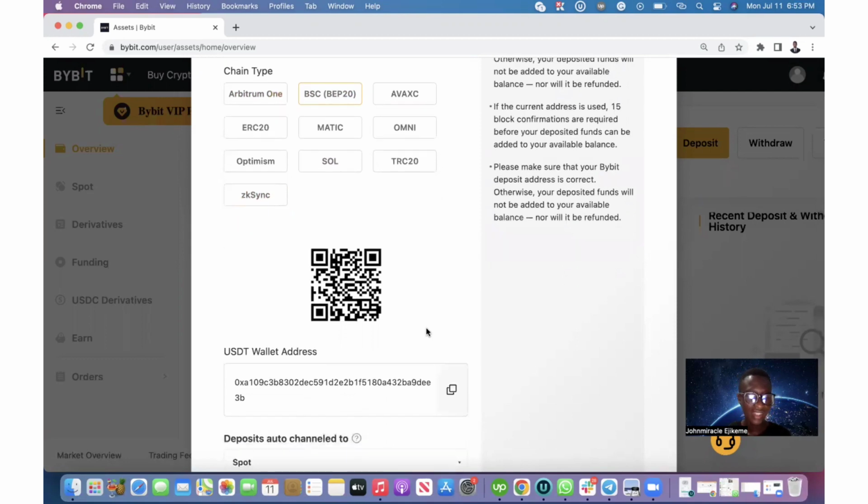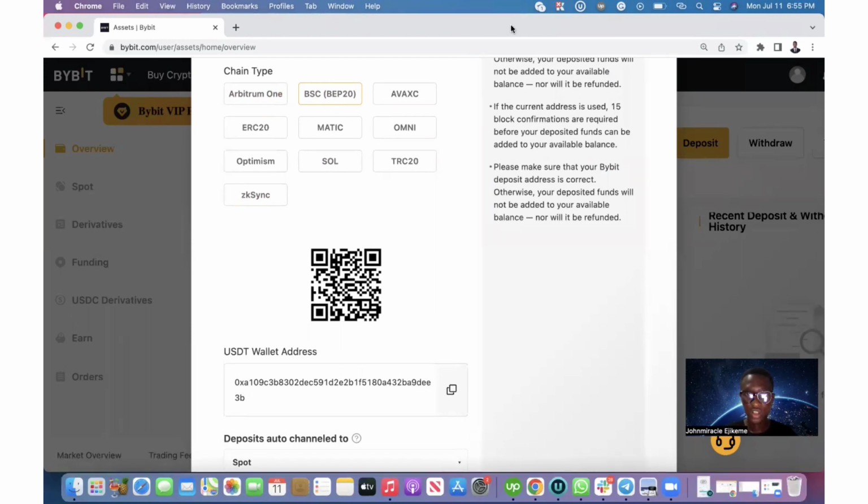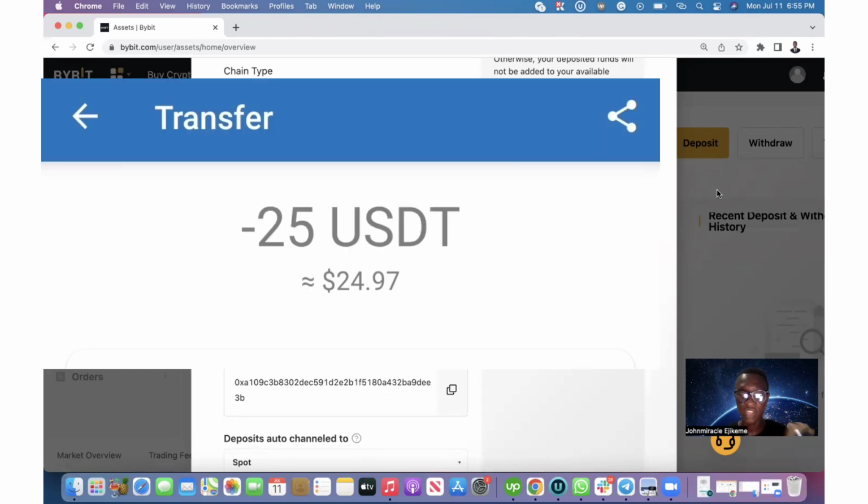I'm just going to scan it. For this tutorial, I'm going to start with just $25. I'm going to send from my Trust Wallet, and you can see I'm going to scan the barcode so that I can get the address. All right, I've got the address from the barcode scanning, so I've sent the money from my Trust Wallet. I sent 25 USDT.